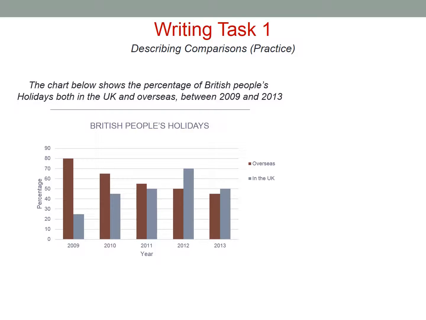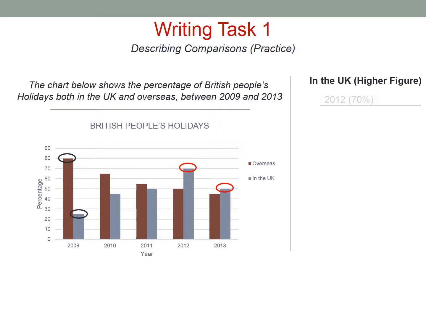Okay, so for the example model answer, we will use 2009 for our main features and look at 2012 and 2013 for our comparative sentence. If we look at travel in the UK in 2012 and 2013, we can see a decrease in holidays taken in the UK over the period of 1 year, with a difference of 20%.